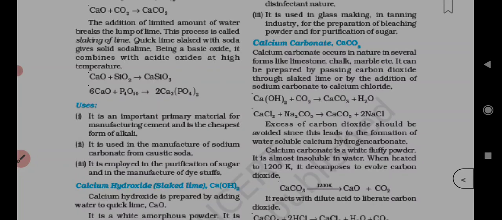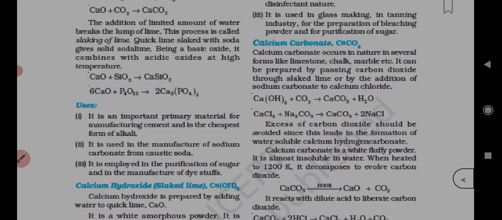The manufacture of baking soda, which is white in color. Sodium carbonate is nothing but baking soda, right? From caustic soda, you have to prepare caustic soda, which is also white in color. It is an important primary material if you want cement, which is not white in color but grey. For that you can use calcium oxide. Calcium hydroxide, slaked lime, calcium hydroxide.